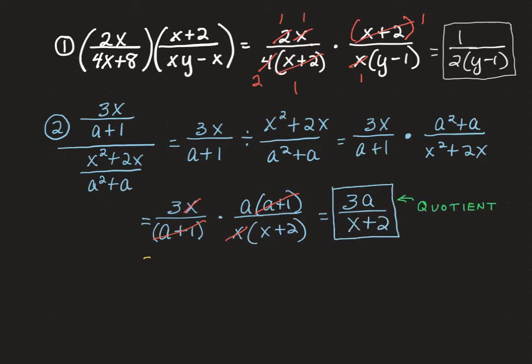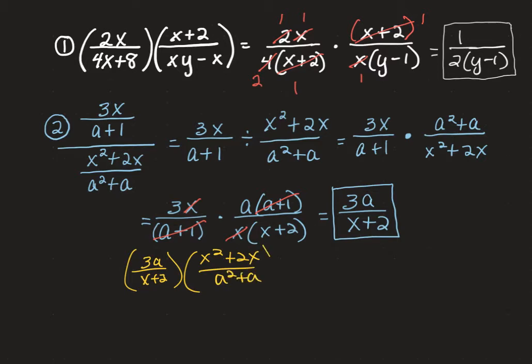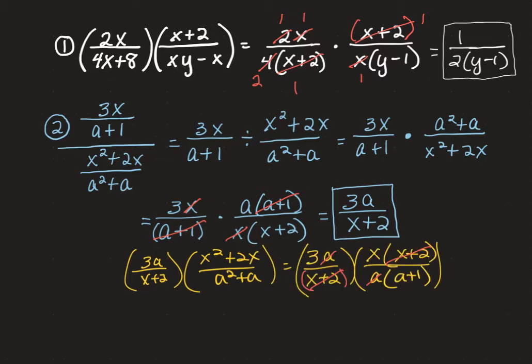Is it possible to check these? Sure. I'll just take my answer, my quotient, and multiply it by my divisor. It's not quite that simple though, because before we do this multiplication, we should factor and cancel whatever we can. And once we have done all of that work, then we can see that we return to our dividend.